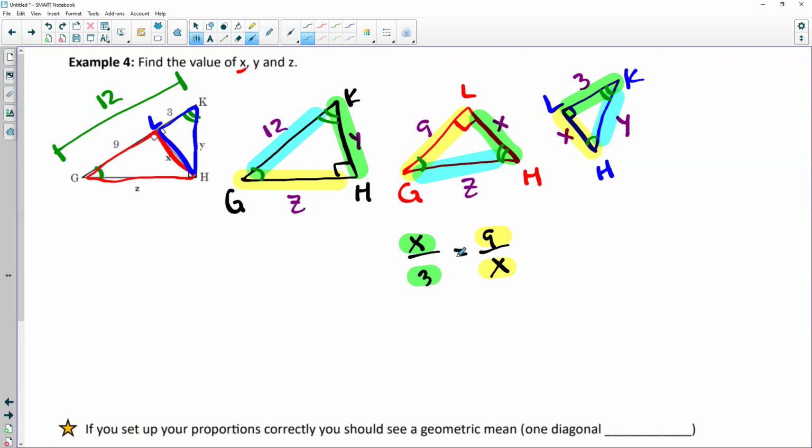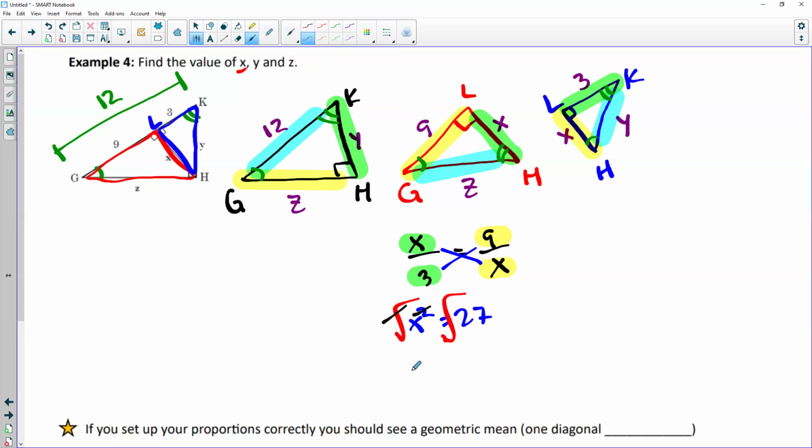And what I said earlier was if you set this up correctly, you should see a diagonal that repeats. I see a diagonal that repeats and it's my x. So that's a green flag. You can go ahead and keep going. If we go ahead and keep going here, then let's take a look at what we get. We have to cross multiply. This would give us x squared is equal to 3 times 9 is 27. From here, you would square root. If I want to solve for x, square root both sides.